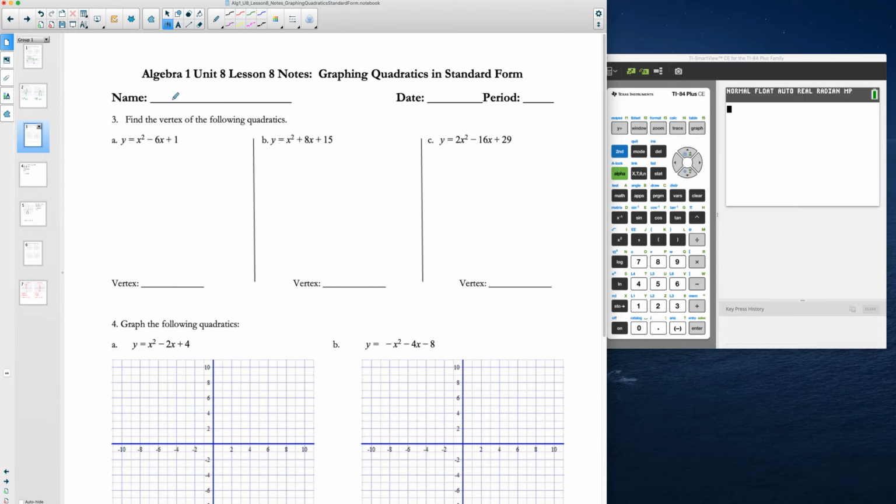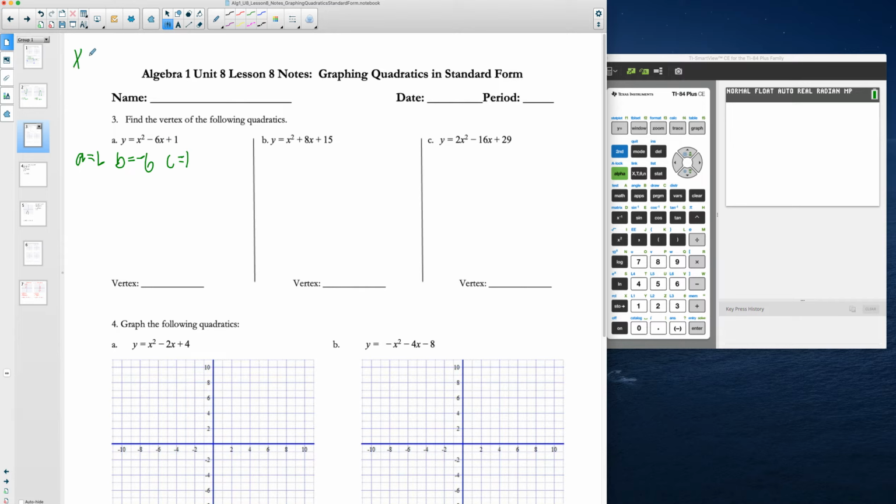So let's look at our problem right here. The first thing I'm going to start with is writing down what our a, b, and c values are so we have those right in front of us. In this particular case, a is 1, b is negative 6, and c is 1. Now notice, I can't see the vertex. So I'm going to start with my little formula and write it up here so we can refer to it.